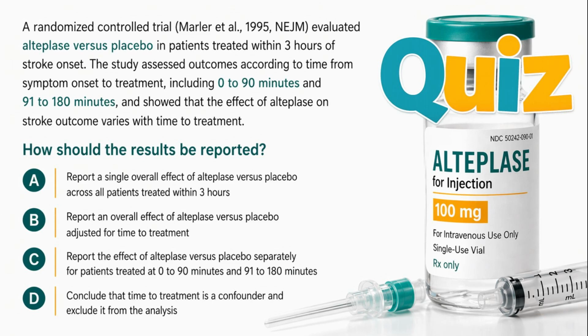A randomized controlled trial by Marler and colleagues, published in the New England Journal of Medicine, evaluated alteplase versus placebo among patients treated within 3 hours of stroke onset. Within this treatment window, the effect of alteplase on stroke outcome varied by time to treatment. Outcomes differed between patients treated within 0 to 90 minutes and those treated within 91 to 180 minutes, with greater benefit at earlier treatment times. Given this interaction, how should the results be reported?